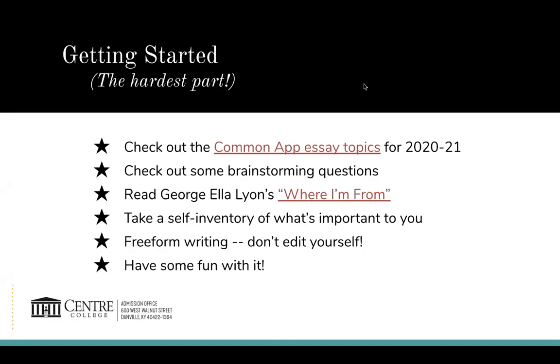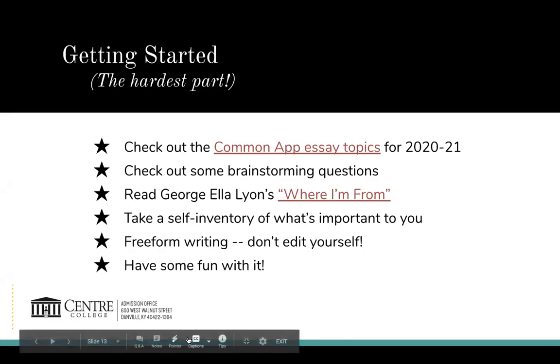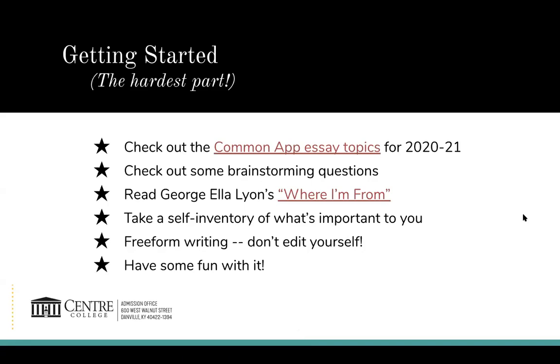Just do some brainstorming. One kind of prompt that I think is really helpful: there's this beautiful poem by George Ella Lyon called Where I'm From. If you haven't read it, I encourage you to do that. It's a wonderful example of the way she has reflected on small individual details and how those have accumulated to make her who she is. I just think it's a great inspirational starting-off point.